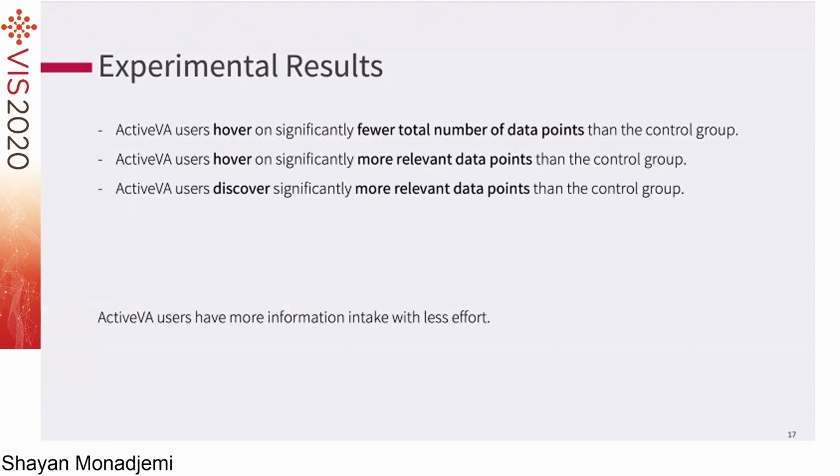Our results indicated that people who had active search built into the system, so people who got visual clues on what things might be interesting to them, did fewer total hovers, but they made more discoveries and had more hovers on relevant data points. And by relevant, I mean data points that are related to sickness. So in a sense, our final results indicated that active VA users had more information intake with less effort. So active search in a visualization could help with that information foraging.